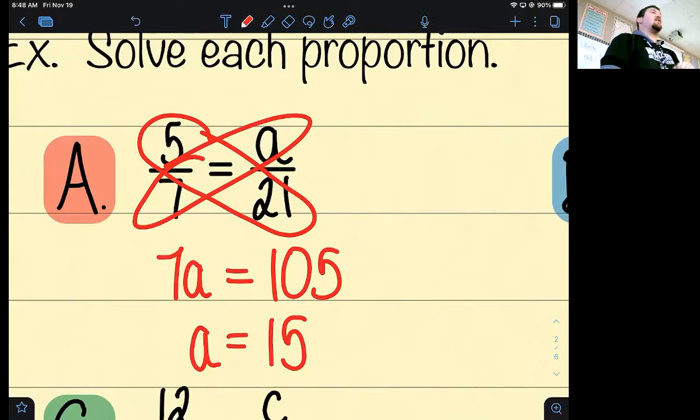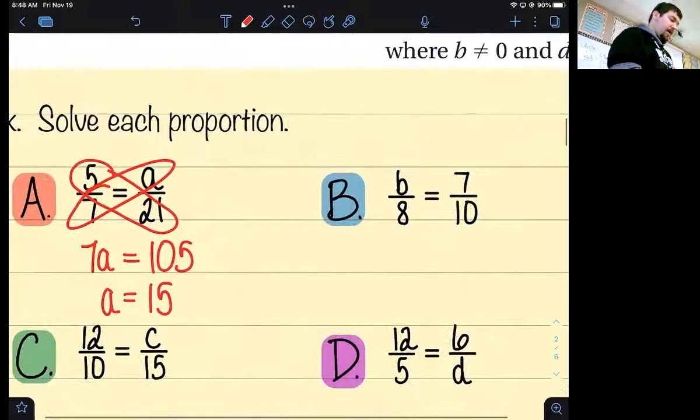If it's 15 over 21, my answer reduces to 5/7, so proportional. So my answer is just the 15, by the way. Don't put 15 over 20, it's just 15. A equals 15. Oh, a good point. Since this is an equation, I still need a variable. I still need to write A equals. Don't just put 15, it's A equals 15. All right, example B.